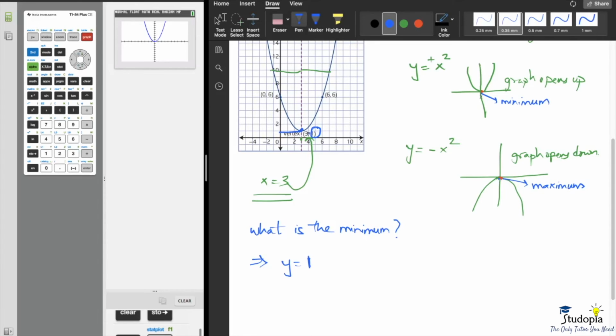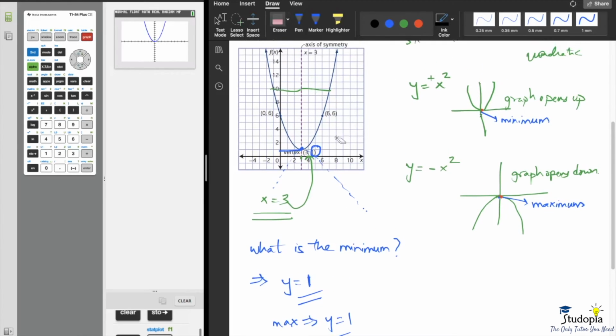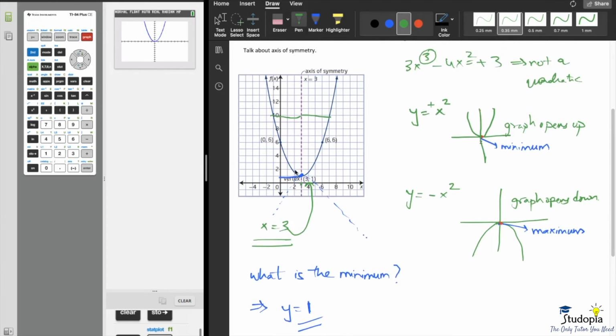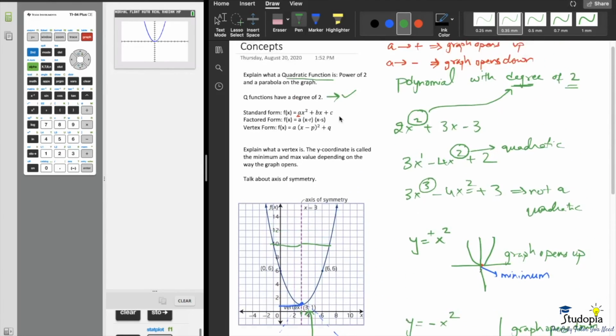So if this graph were to open downwards, say for example something like this, then you would say that the maximum is occurring at y equals 1. Okay, so anytime they ask you what the minimum is or what the maximum is, take the y coordinate of your vertex and put that in equation form, saying y equals that. And if they ask you for the axis of symmetry, obviously take the x coordinate of your vertex and put it as x equals 3.